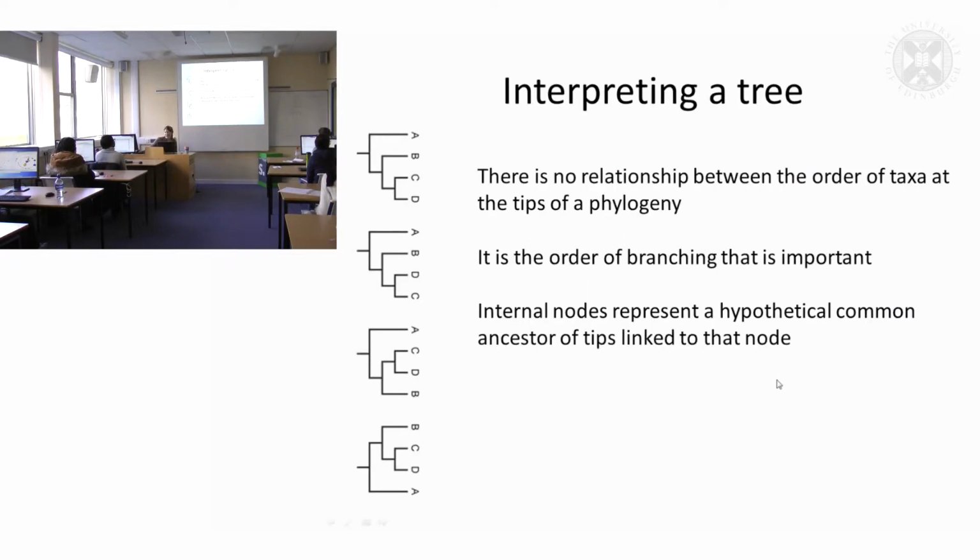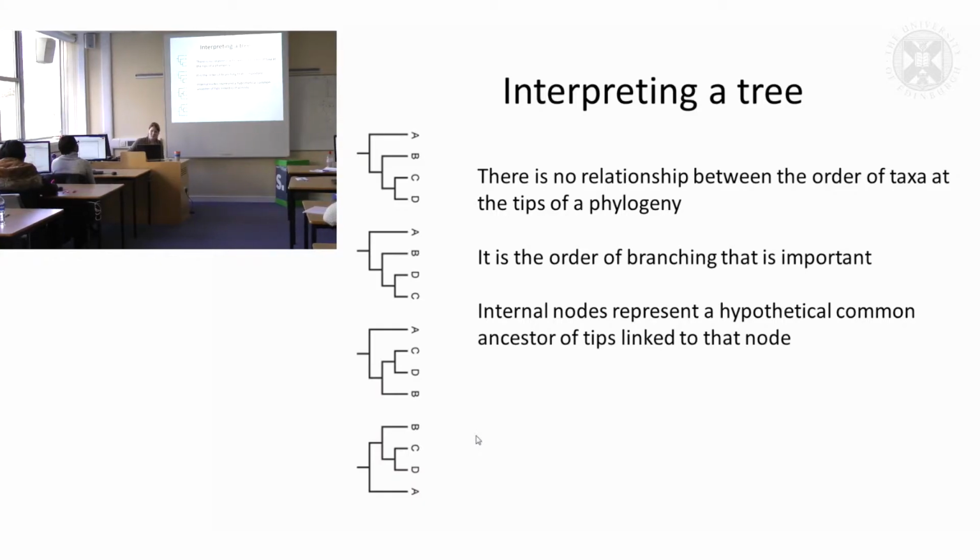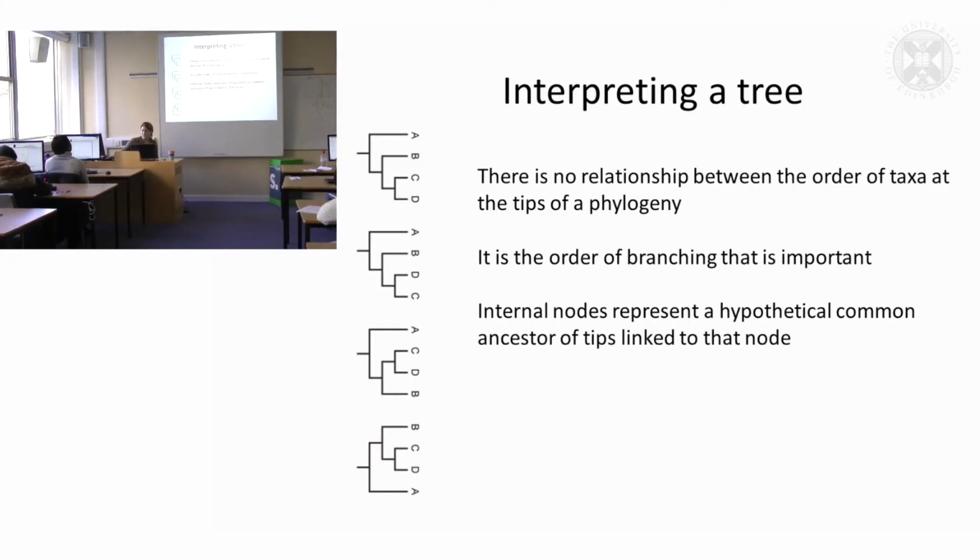So one important thing about phylogenetic trees is that the order of the tree doesn't matter. So the order that these are in doesn't matter at all. So if you look at these trees down the side, can you see that they're actually the same tree? Yeah? Do you see what I mean? Even though they're in a different order.